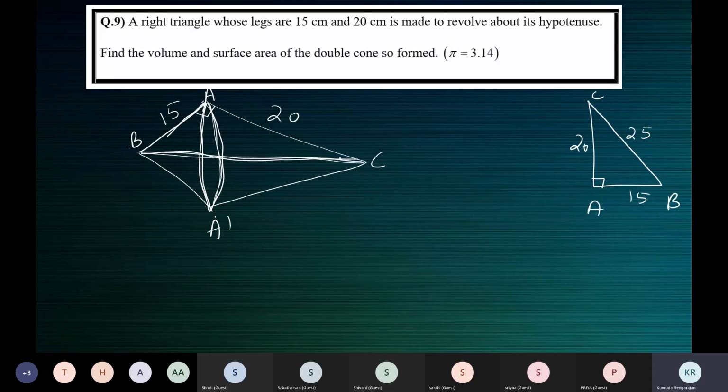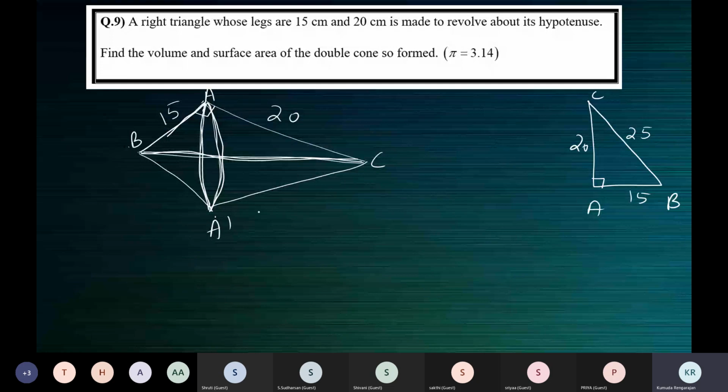ABC is the right triangle, right angle at A. BC is the hypotenuse. AB and AC, the legs, measure 15 centimeters and 20 centimeters. When we turn this right triangle about the hypotenuse BC, the solid traced is a double cone. You can see a cone on the left side, A, B, A dash, and on the right side, A, C, A dash.